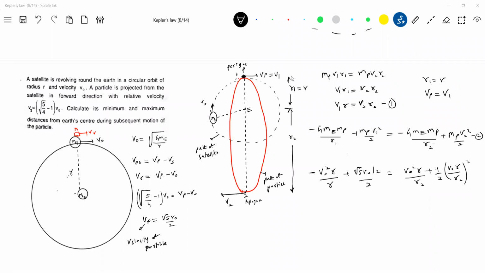Okay, now somebody is telling R2 equals R, and quadratic equation, 5 by 3. Okay, I'll write that quadratic equation. Solving this and simplifying everything, we'll end up with an equation like 3R2 square minus 8R R2 plus 5R square equals 0. Two values are there. Which one are you going to pick up? R2 should be greater than R1.